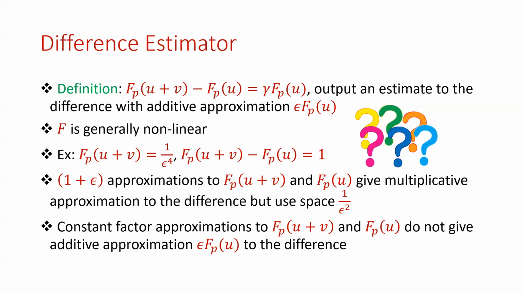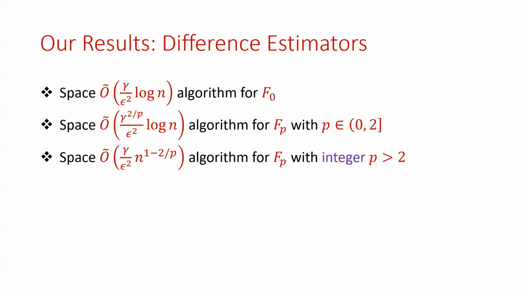And generally, this can be challenging because F is nonlinear. And it can also be challenging because constant factor approximations to each of these individual terms do not give an additive epsilon approximation. But if we use a 1 plus epsilon approximation to each of these terms, the space might be too large. So we have to balance both the space usage and the approximation guarantee here.